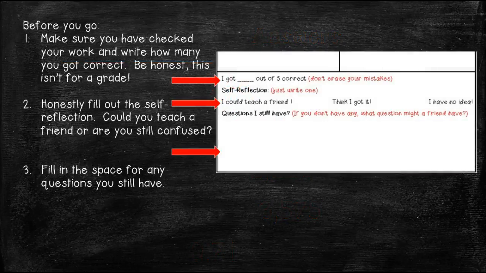I hope you had a great time. Remember to write the number that you got correct, and also honestly fill out that self-reflection. Could you teach a friend, or are you still confused? Either way, it's okay. I just need to know the truth.